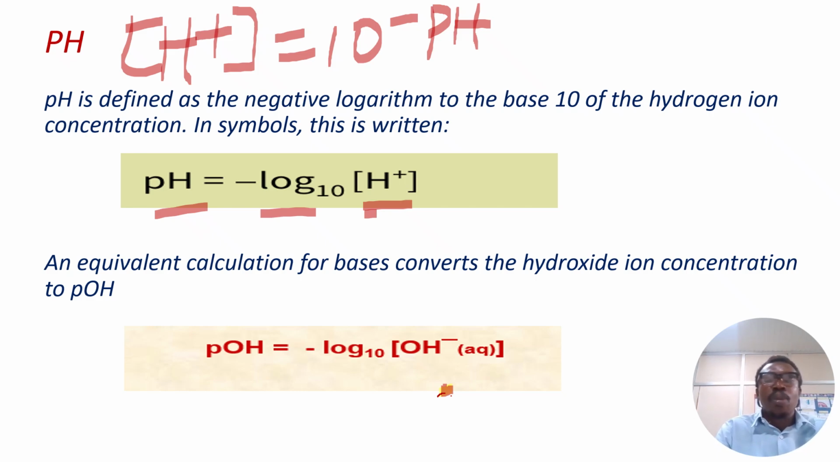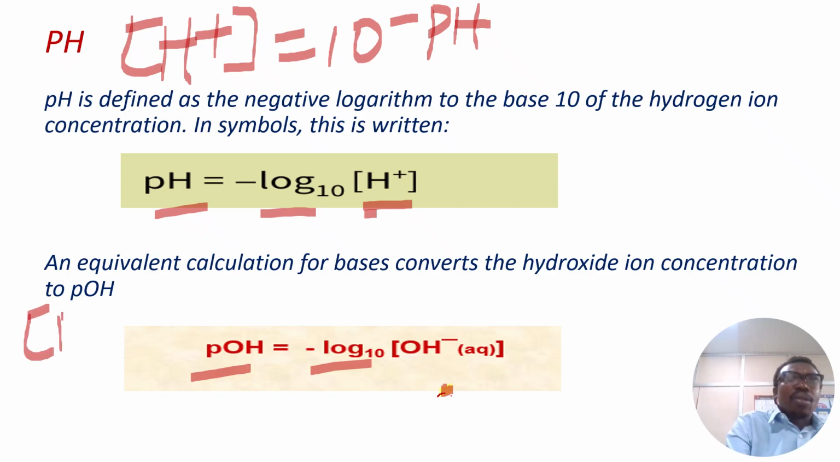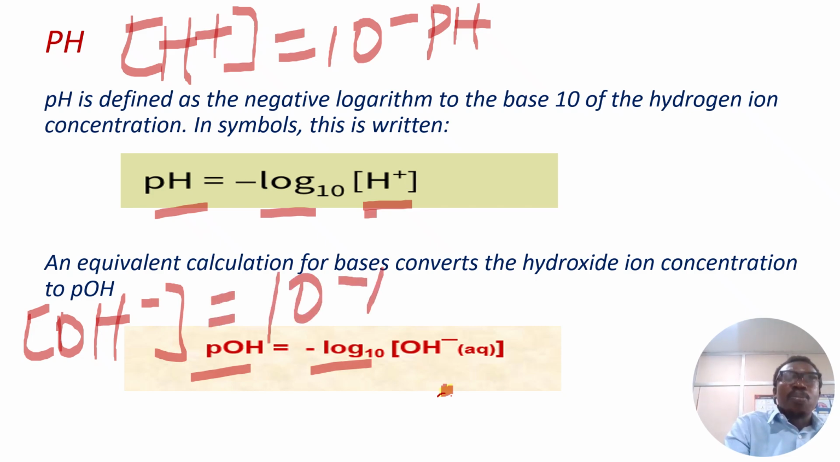The same thing applies to the pOH, which is the power of the hydroxide ion concentration. An equivalent calculation for bases converts the hydroxide ion concentration to pOH. So pOH is equal to negative logarithm to base 10 of the hydroxide ion concentration. When you have the hydroxide ion concentration, you can calculate the pOH. Then if you have the pOH, you can calculate the hydroxide ion concentration, which will be equal to 10 raised to the power minus pOH.